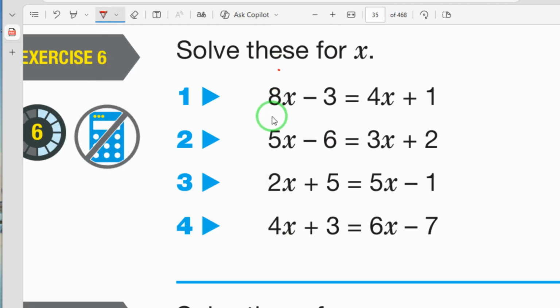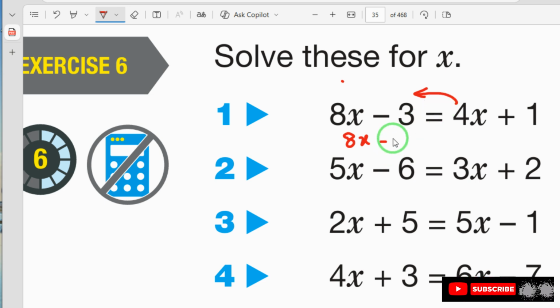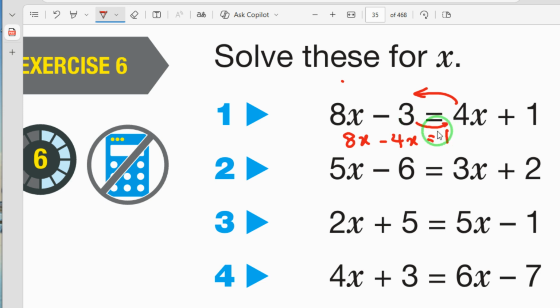Question number 1. In question number 1 we have 8x minus 3 equal to 4x plus 1. We should find the value of x. So here we write 8x, and we bring this 4x to the left side, become negative minus 4x, equal to 1. And we carry this minus 3 to the right side, become positive plus 3.